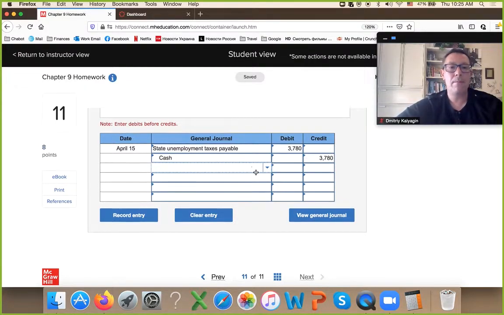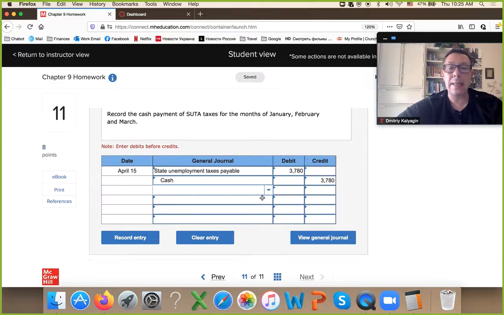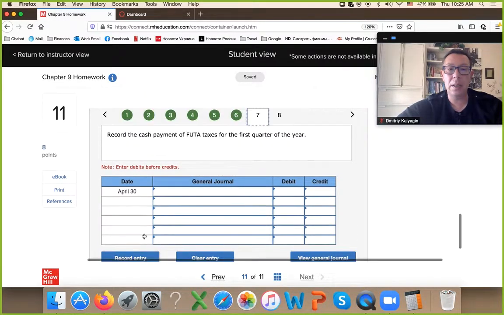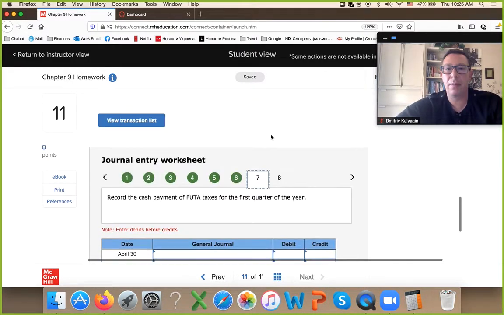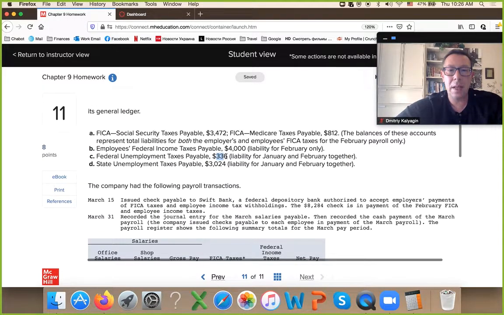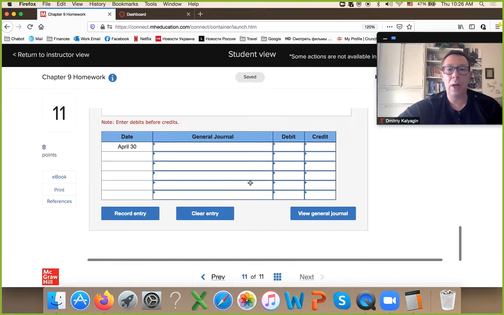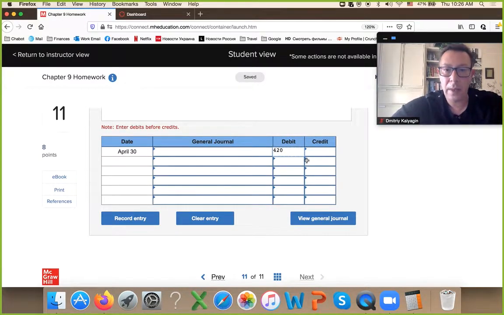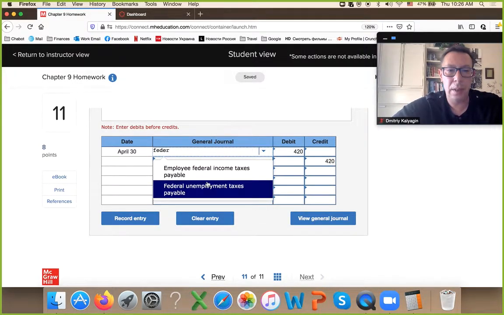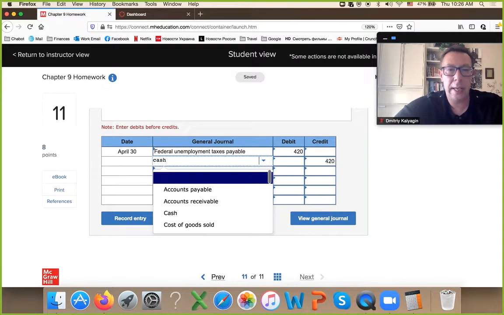$3,780. Okay, paid. And now, guys, we're going to pay it in the same manner federal unemployment for the first quarter, which is also same, 3 months, January, February, March. So January, February, you have this amount, and you have a transaction for federal unemployment taxes for March 31st, transaction number 4, and the amount there is $84. So 336 plus 84 gives me 420. 420, debit federal unemployment taxes payable, credit cash.